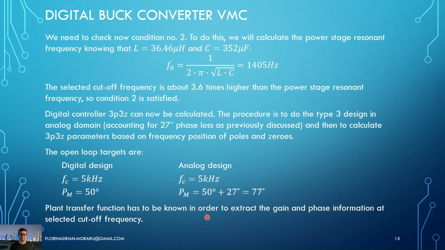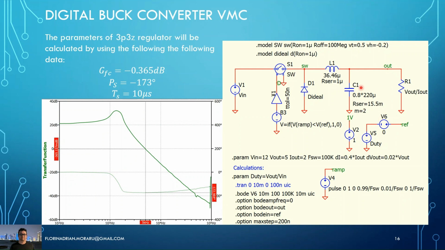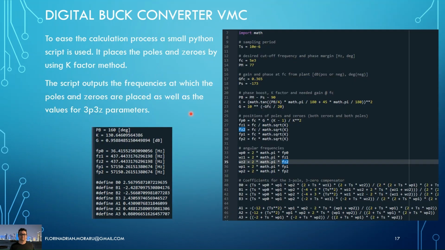Now, in order to use the K-factor method, as we did for the previous examples, we need to have a Bode plot of the plant transfer function to extract the gain and phase information at 5 kilohertz. For this, I updated this small simulation with the new output capacitance and ran it. We place a cursor at 5 kilohertz and extract these values. The gain is minus 0.365 dB and the phase is minus 173 degrees, and we know that the sampling period is 10 microseconds.